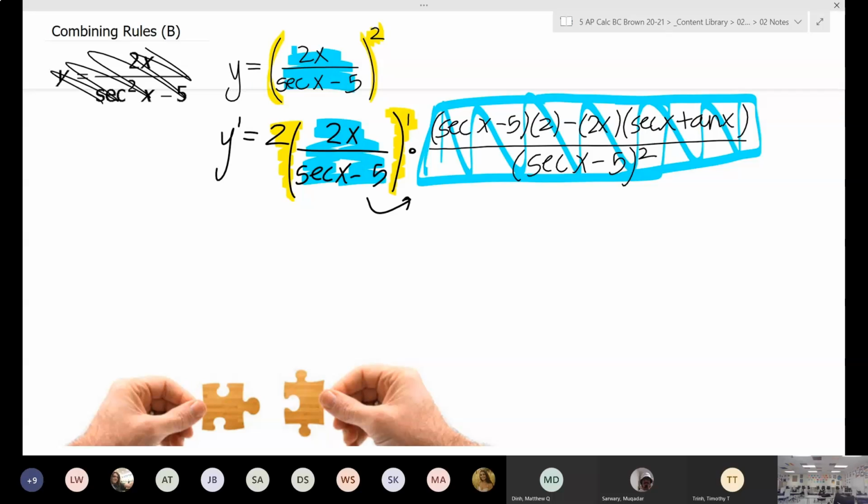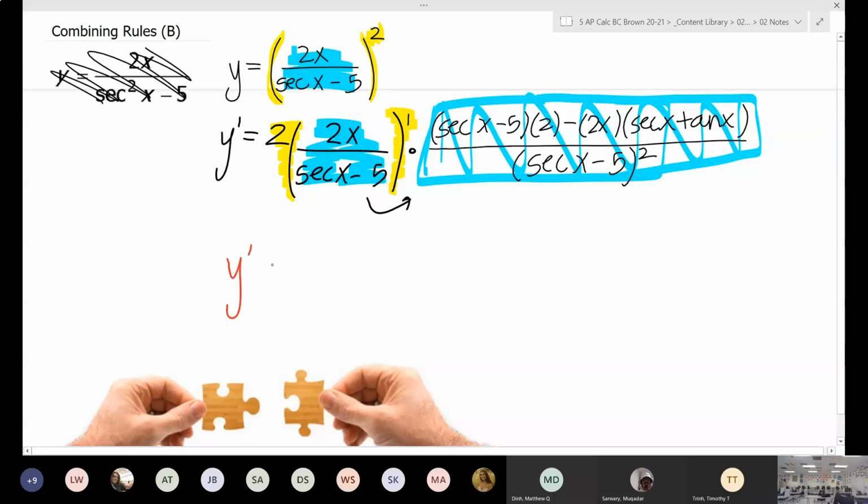And the derivative of the inside we do see is the quotient rule. So I have low d high less high d low. Remember, the derivative of secant is the product of secant and tangent. The 5 went away, of course, because the derivative of a constant is 0. And then draw the line in down below, the bottom squared will go. Not too much you can do to really simplify this.